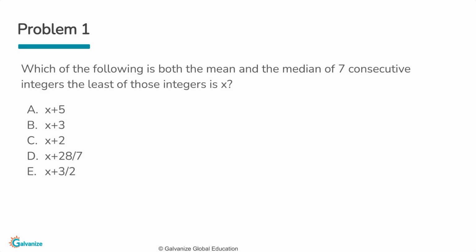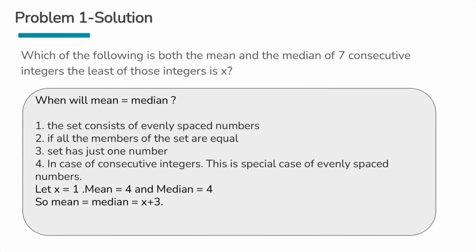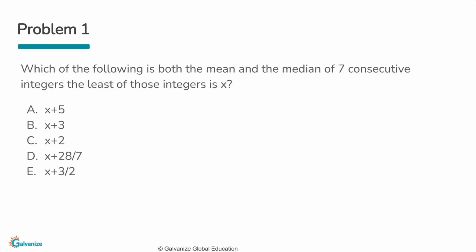Which of the following is both the mean and median of 7 consecutive integers? The least of those integers is x. Moilan says B. Anybody else? Samad says B. Okay, x plus 3. Very good. So the answer is B. Option B is the right answer. Now here, Priya says D is the right answer. D is x plus 28 by 7, x plus 4.